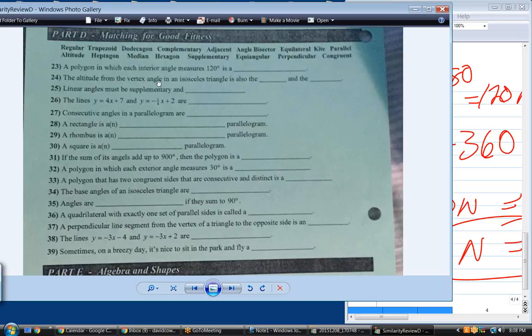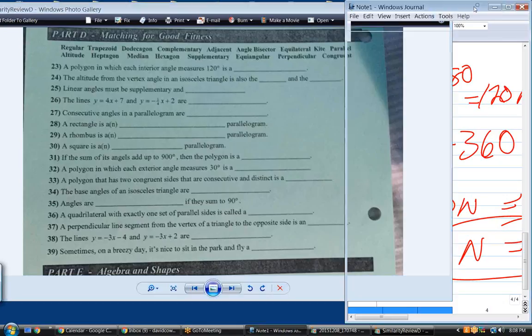The altitude from the vertex angle in an isosceles triangle is also the angle bisector, correct? And the adjacent. I think it means altitude is also the angle bisector and altitude. I don't see anything else here that's going to fit that second word. It's not complementary. It's not adjacent. It's not equilateral. It's the altitude. It's not any of these. Oh, it's also the median.